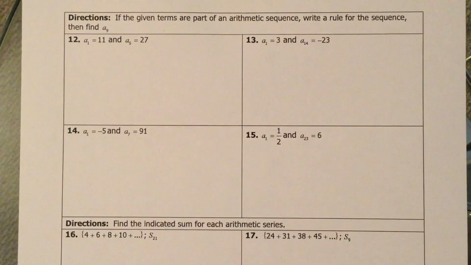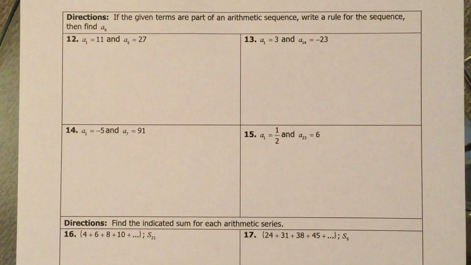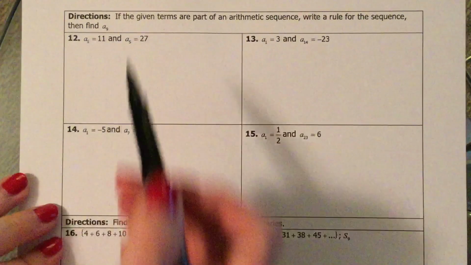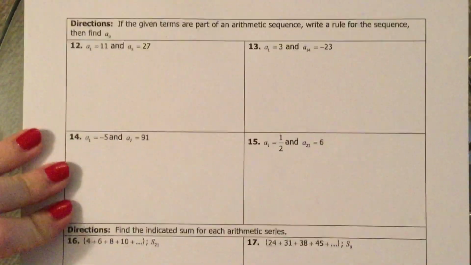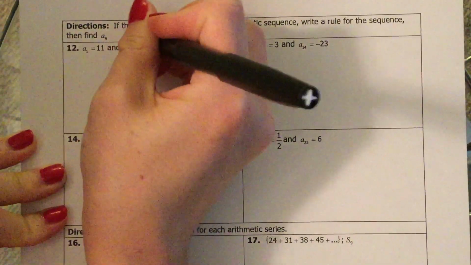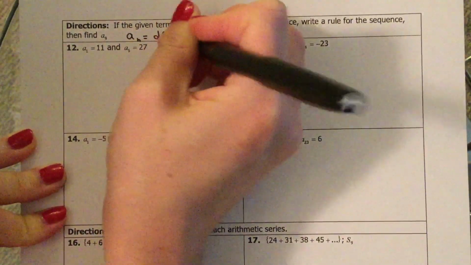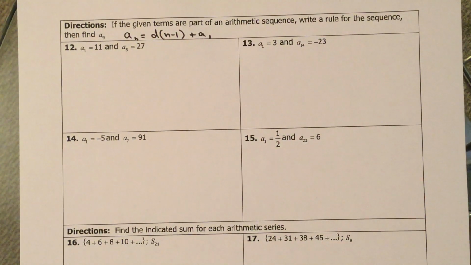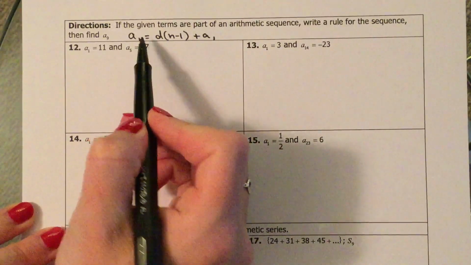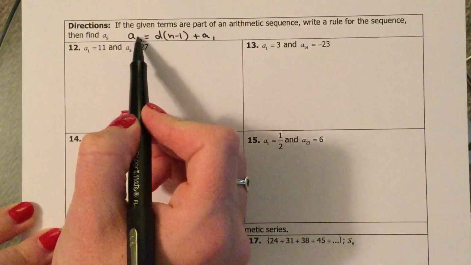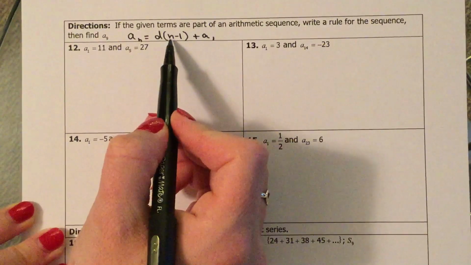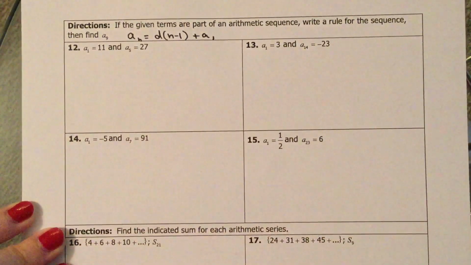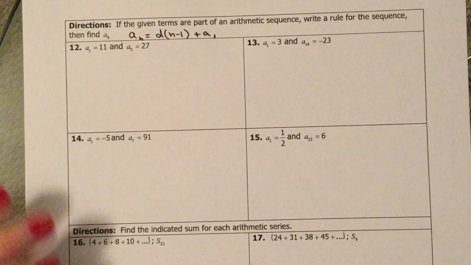So we've got a rule for the sequence in this next set as well, 12 through 15. So you're kind of working your way backwards from the formula that we just used. So remember, you've got your a sub n equals d times n minus 1 plus a1. Okay, so this time we know a value of n. So here we know the value of n is 5. So we can sub a5 in here, 5 in for n, we know a1, and then that will allow us to solve for d. We can kind of work our way backwards.